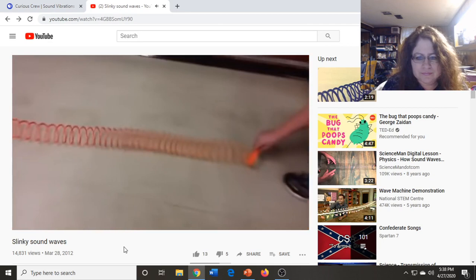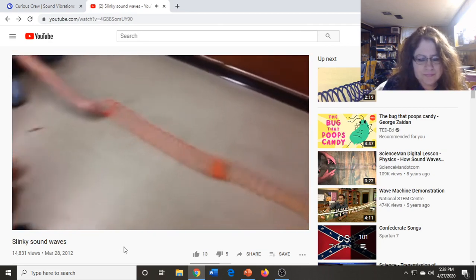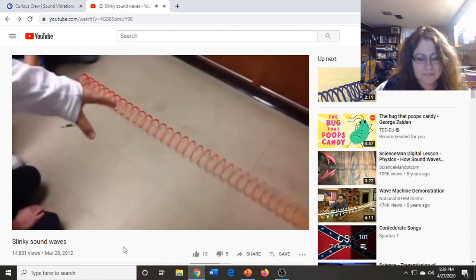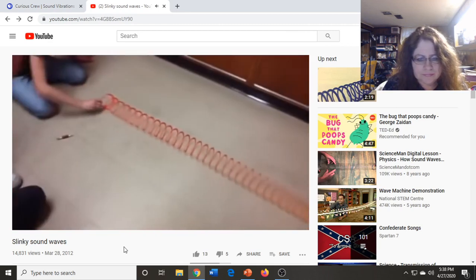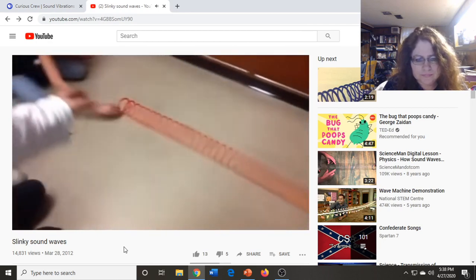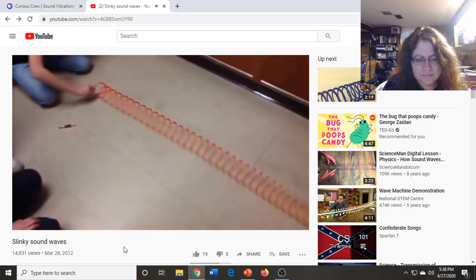Compressions in the slinky are when the molecules are spread apart, which is when the slinky looks like it is moving. Rarefactions are where the red part is on the slinky.